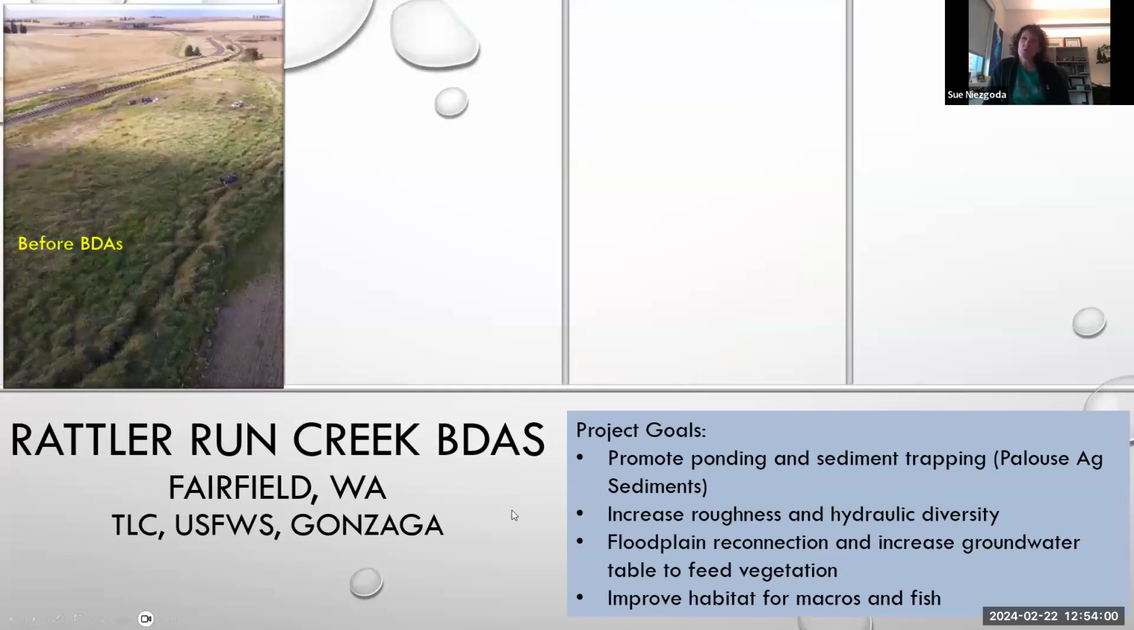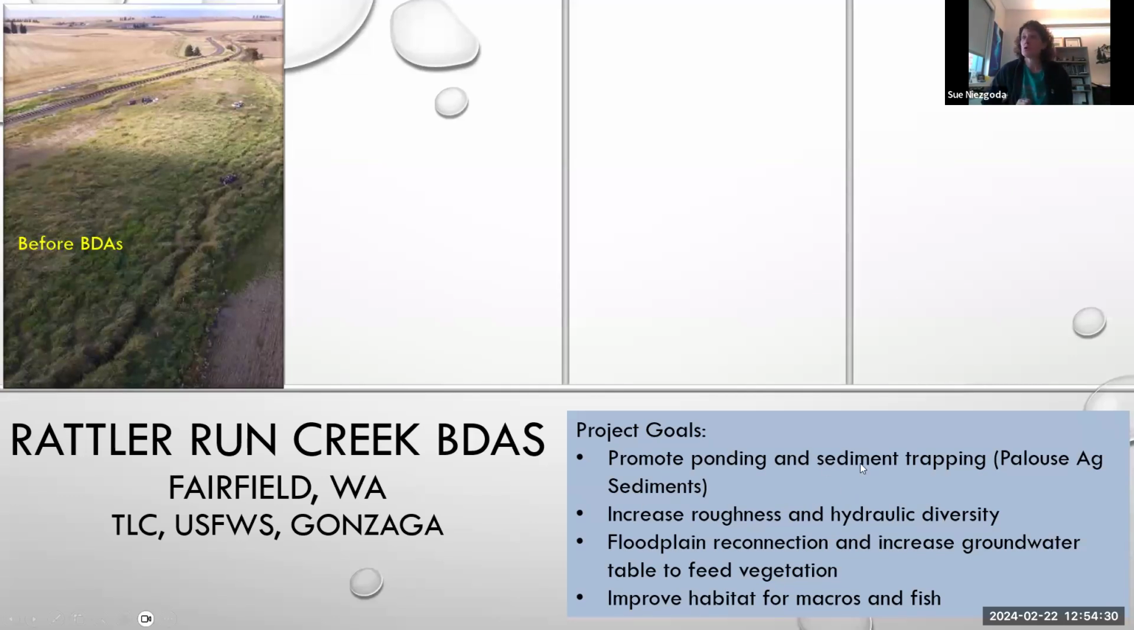So then we went to Rattler Run Creek, which was the image before that I showed as well. That is also a straightened and incised channel that has really downcut and lowered the water table. They do agriculture right up to the edge of it, but you can also see there's not much in the way of woody vegetation out here. It's really reed canary grass, which we have in abundance in Eastern Washington, quite invasive, but not a whole lot of woody vegetation.